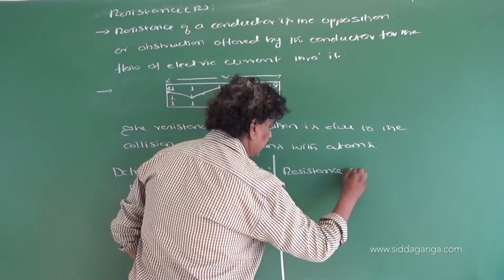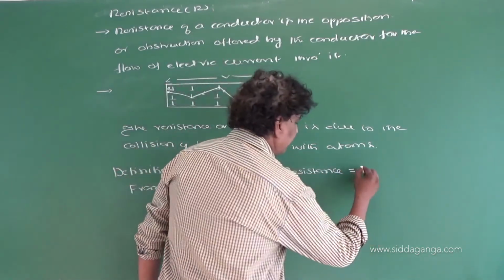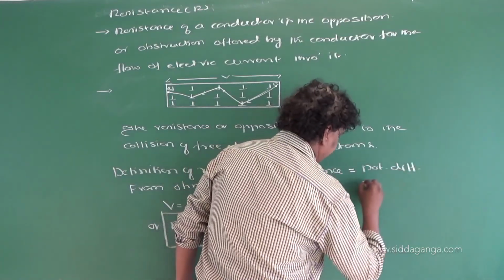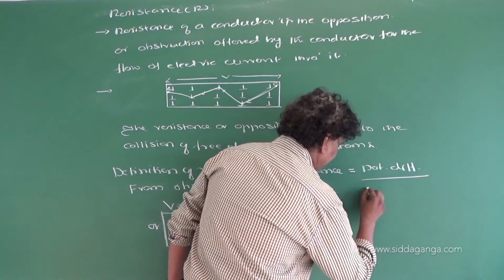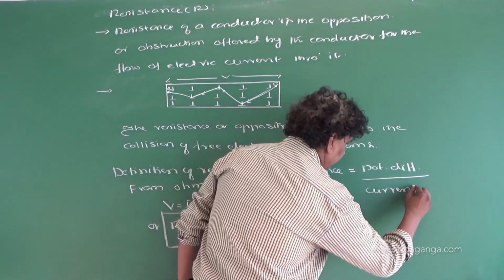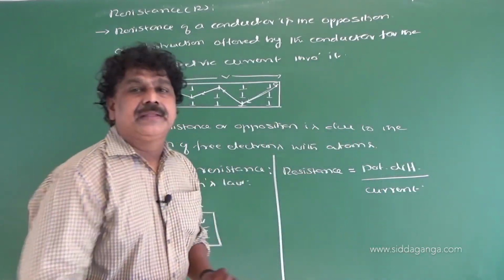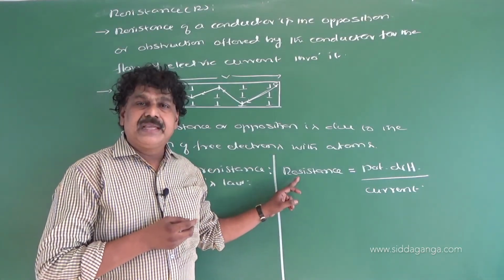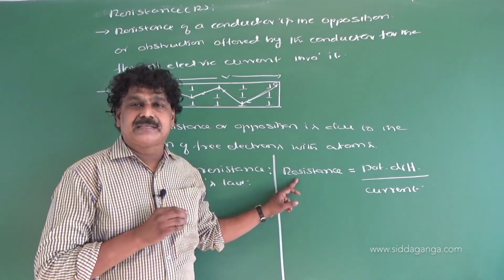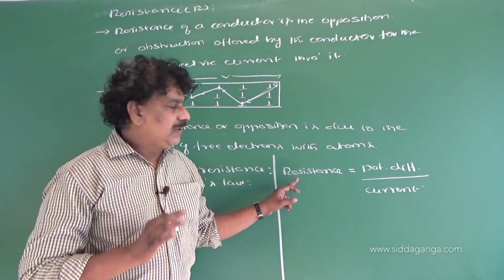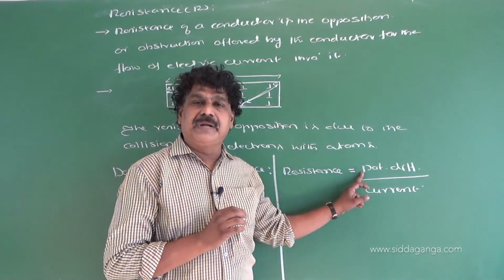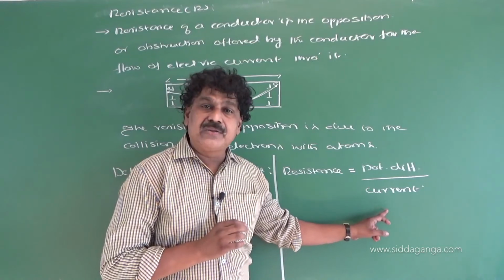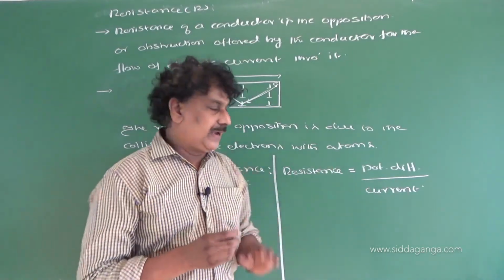Now, this can be written as resistance is equal to potential difference by current. Therefore, the resistance of a conductor is defined as the ratio of potential difference between the ends of the conductor to the current flowing through the conductor.